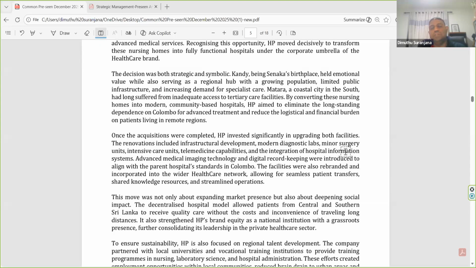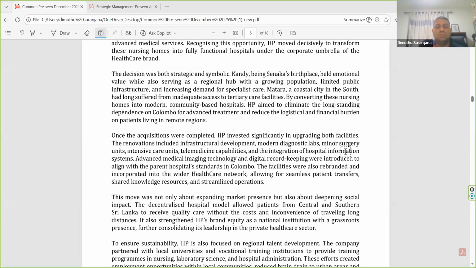The Colombo one. The facilities were also rebranded and incorporated into the wider healthcare network, allowing for seamless patient transfers, shared knowledge resources, and streamlined operations. This move was not only about expanding market presence but also about deepening social impact. The decentralized hospital model allowed patients from central and southern Sri Lanka to receive quality care without the cost and inconvenience of traveling long distances.